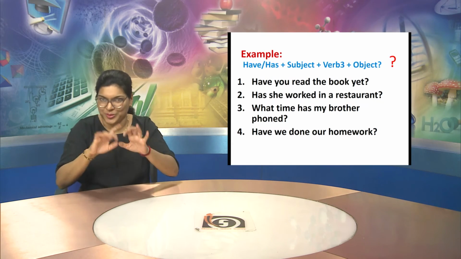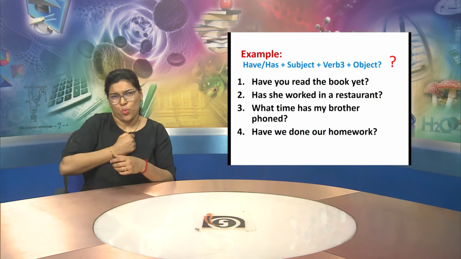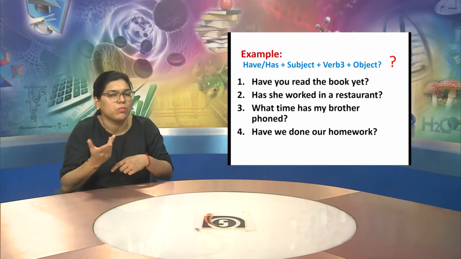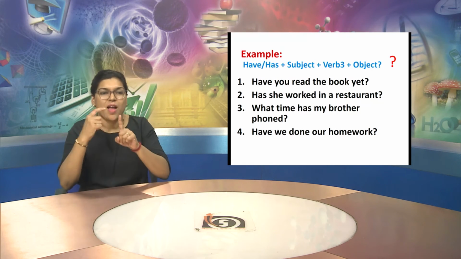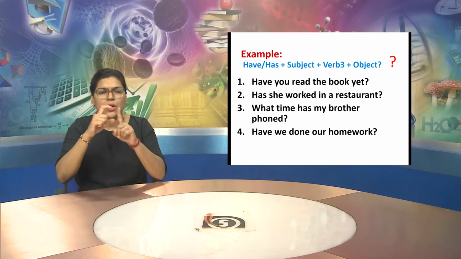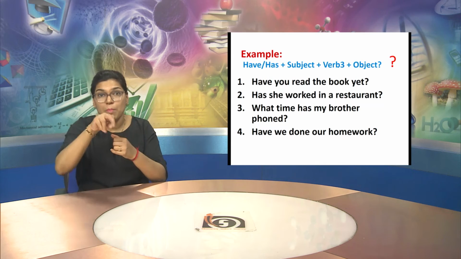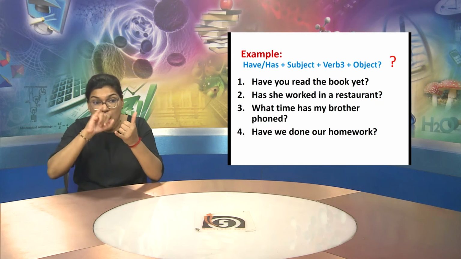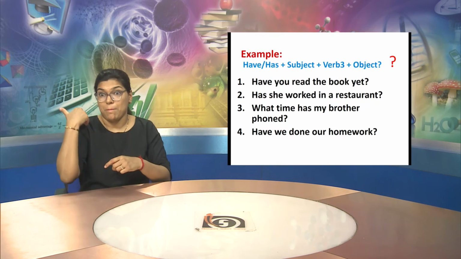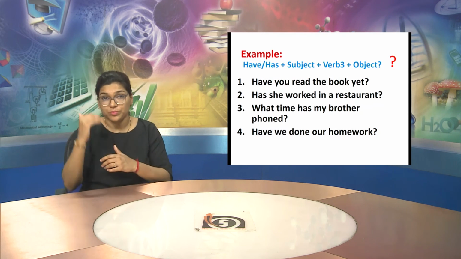I thought that she is working in a bank. Then we can say that, has she worked in a bank? Now, the third example is, what time has my brother phoned? See, the word did is not used here, but here we can use it. We can use, what time has my brother phoned? Phoned with ed has been used, and has has been used.